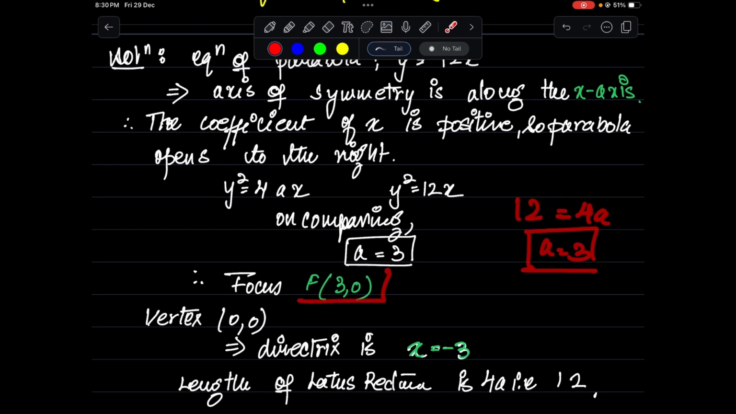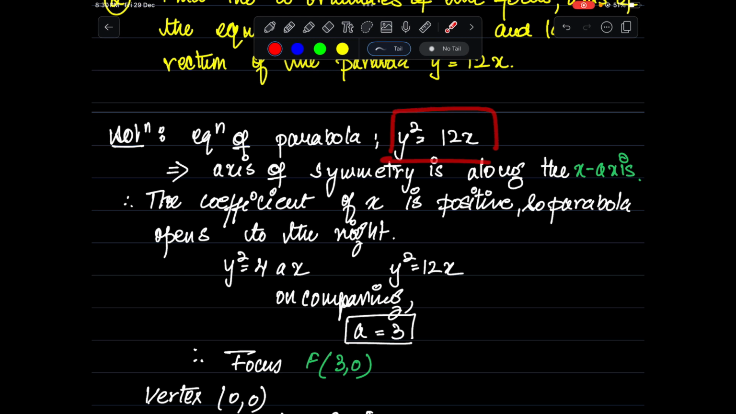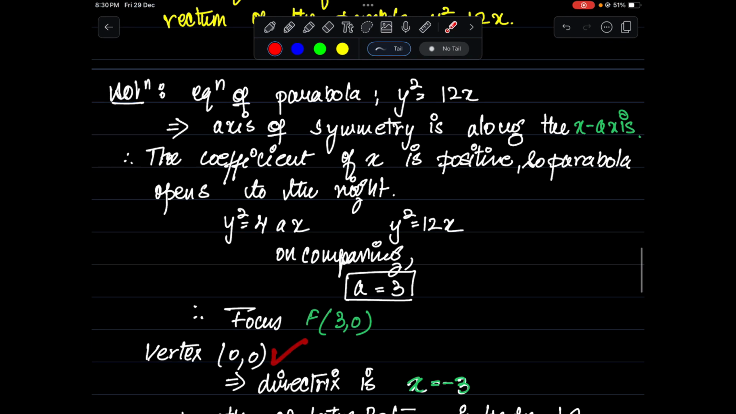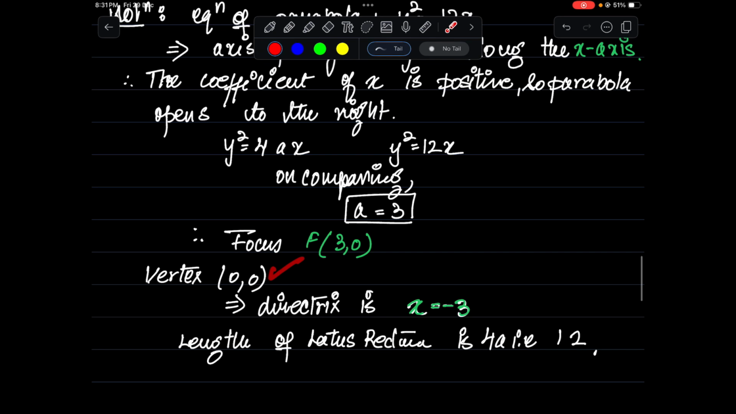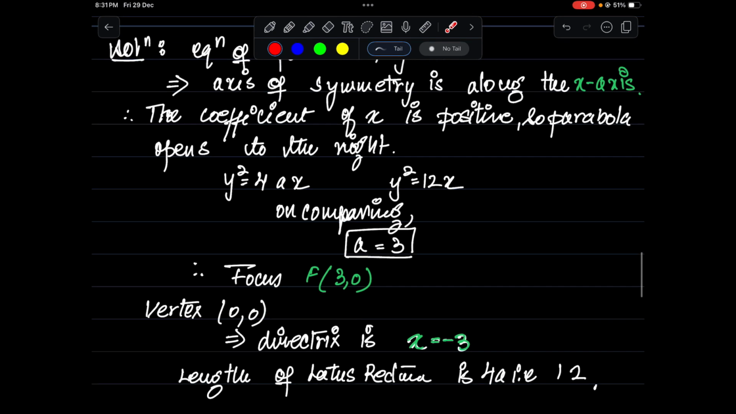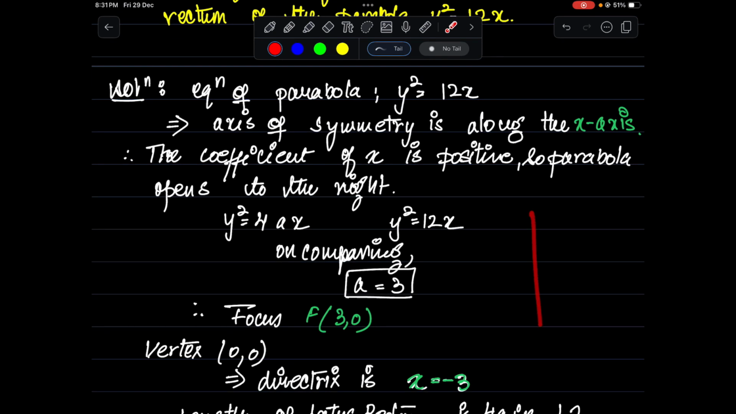So I can very well say now the focus is (3, 0), and over here you can see that (0, 0) is satisfying this equation. That means the vertex is this, it's nothing else. It's not shifting. Since it is satisfying the origin, the vertex is going to be (0, 0). Now the directrix, as I said, this is how it looks, and the focus is (3, 0). It should be at equal distance, I already said. So this point is going to be minus 3. So this is your directrix.